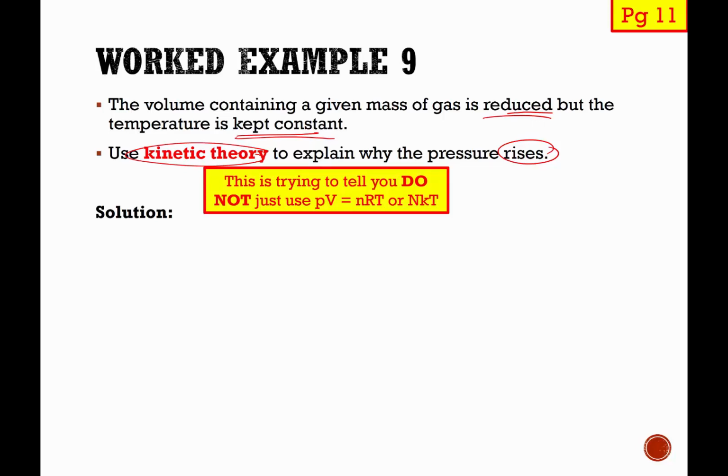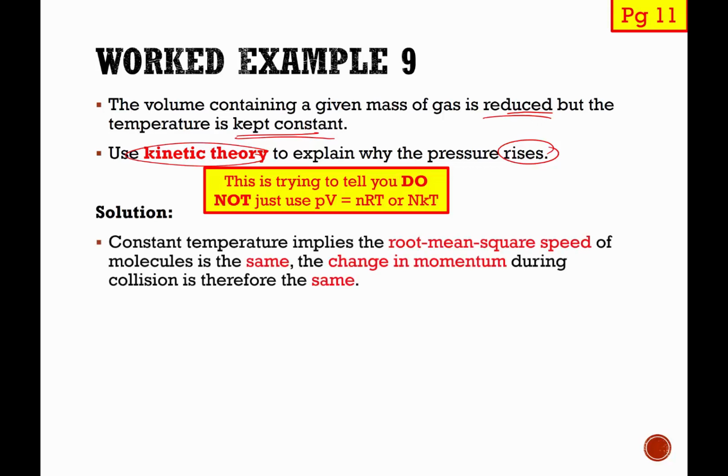Okay, so for this kind of qualitative question, kinetic theory means you have to use all the assumptions to help you finally arrive at the right answer. So the way to look at it is, first and foremost, constant temperature implies that the root mean square speed of the molecule is actually the same. Therefore the change in momentum during the elastic collision is the same.